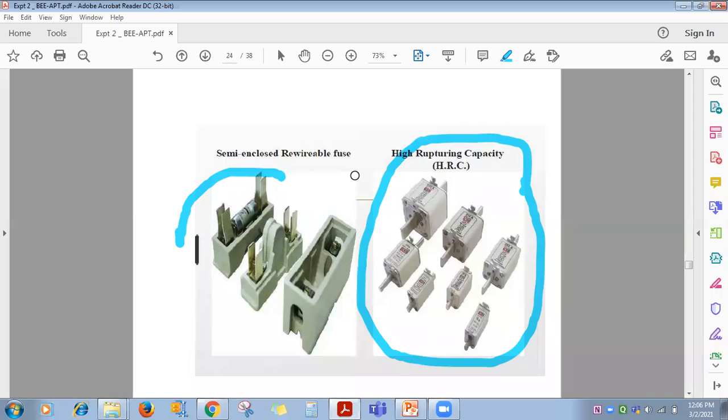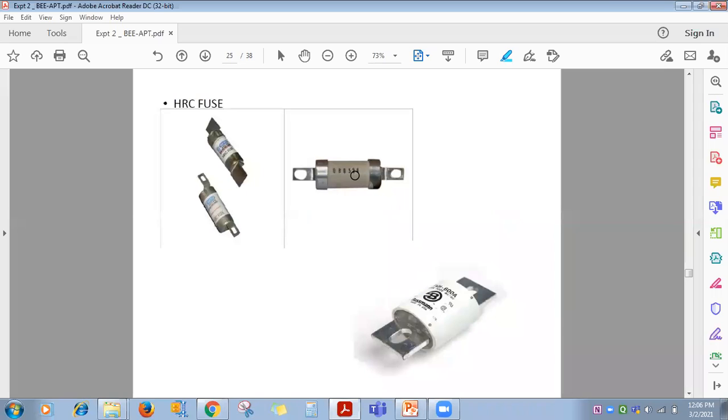Now, these are high rupturing capacity fuses. This one is also a high rupturing capacity fuse. So see this, what is it? It is used for higher current applications compared to the KitKat fuse. These are the brass metallic ends. This outer body is made of ceramic. Inside it, from one end to the other end, a silver fuse wire is there, and the rest of the space is filled with quartz powder.